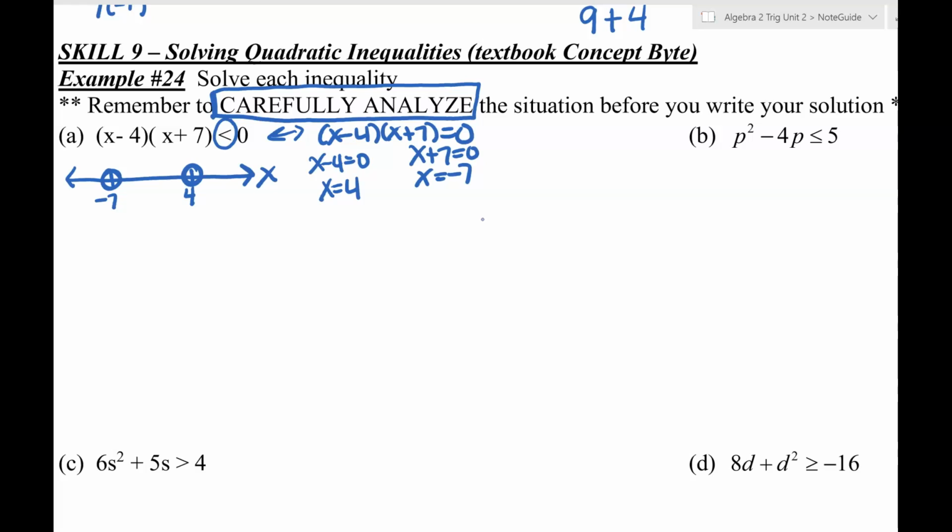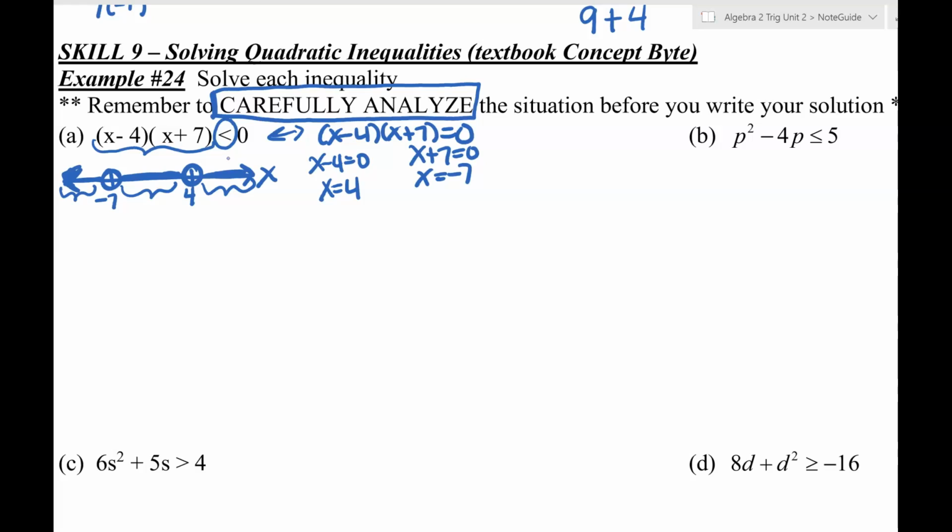What this means is that these zeros have split my axis into 3 portions. These 3 portions here. And I want to know how it behaves in those portions. So essentially, I want to plug numbers in. What happens when I plug in x that's smaller than negative 7? When I plug it in here, what kind of values am I getting? Am I getting positive y values or negative y values? What happens when I plug x's in between negative 7 and 4? What happens when I plug x's in that are bigger than 4? So you're basically going to try it. You're going to analyze what happens here.